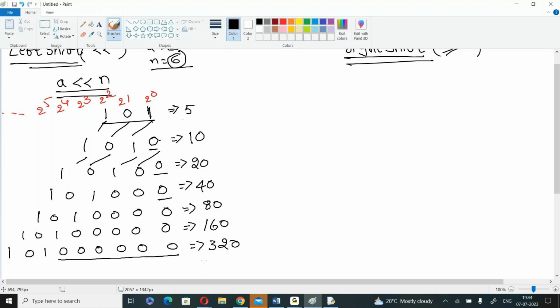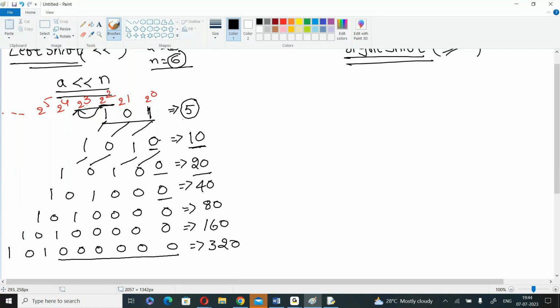Observe the pattern carefully. Initially my number is 5. For one left shift operation, my number becomes double. Next shift, 10 becomes double, 20. 20 doubles to 40, 40 to 80, 80 to 160, 160 to 320. Why? Observe carefully. The 2 square position moves to the 2 cube position. That means we are multiplying by 2. Yes or no?